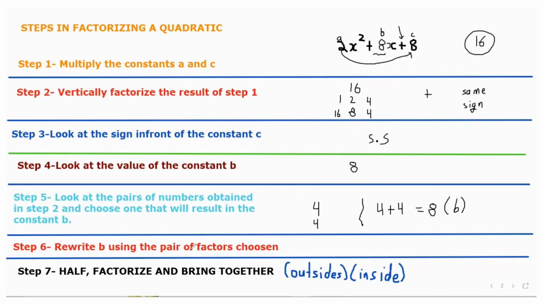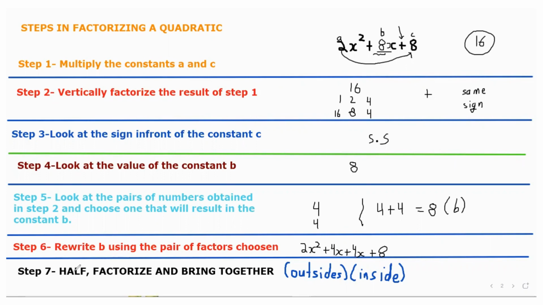Nice, so let's go. Step 6, we write b using the pair of factors chosen. Remember b will include the x, so it will look something like 2x squared plus 4x plus 4x plus 8. Remember that b is 8x, so we just replace the 8x with 4x and 4x.